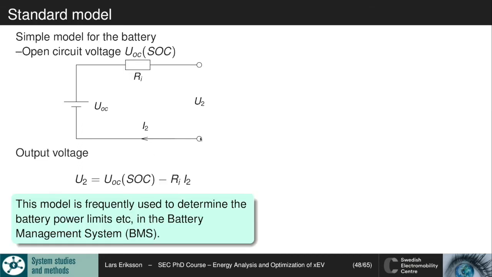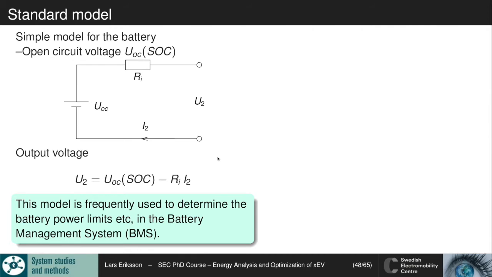So for your modeling, we will suggest that you're using a model that is of this structure. So we have an open circuit voltage that depends on the state of charge, and then we have an inner resistance part that influences the losses that we get when we take power out and we put power into the battery.